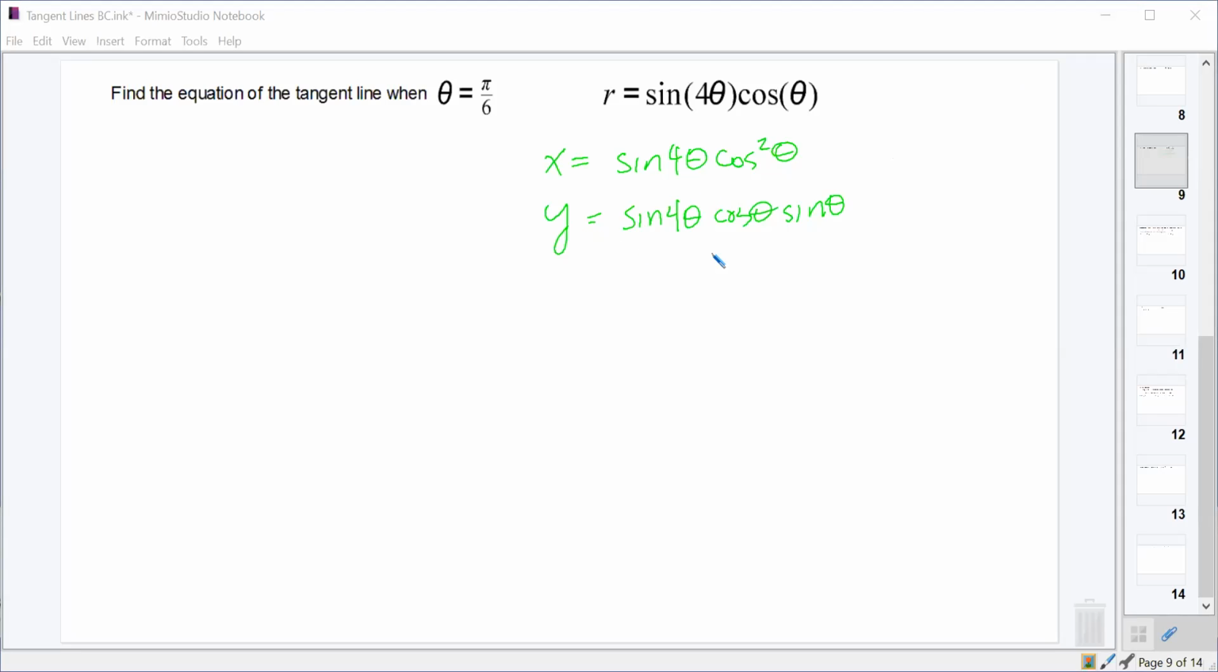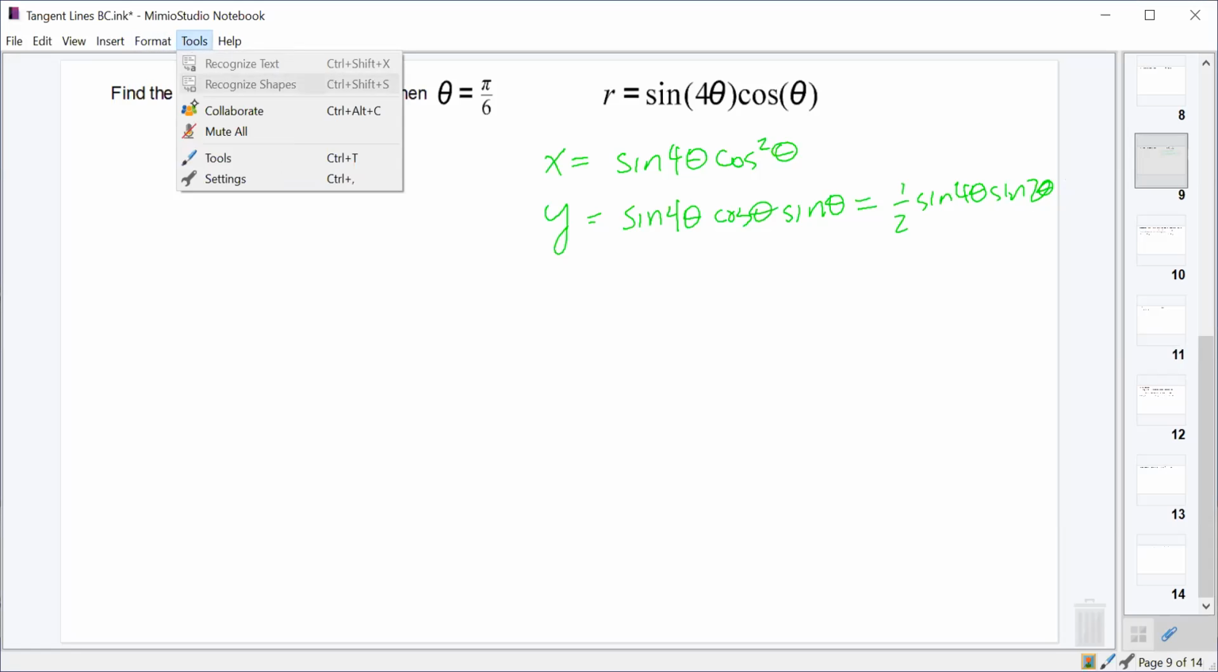How can we rewrite y? Cosine theta sine theta is sine of 2 theta over 2, and then we'll still have a sine 4 theta. So y is 1/2 sine 4 theta sine 2 theta. That's going to make life a lot easier when we try to take the derivatives of this, I believe.